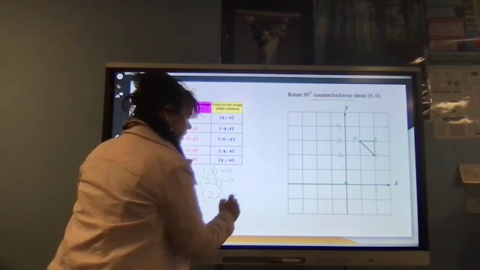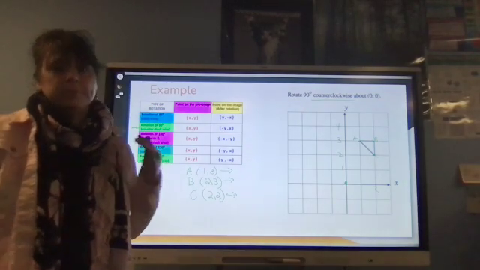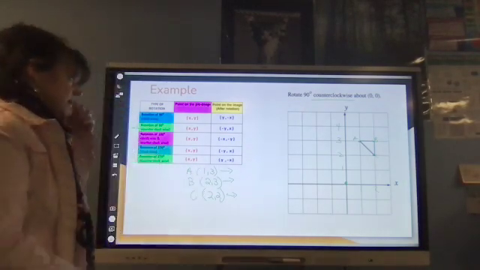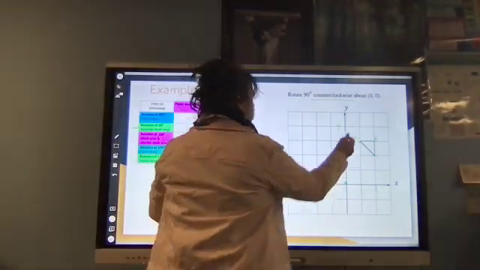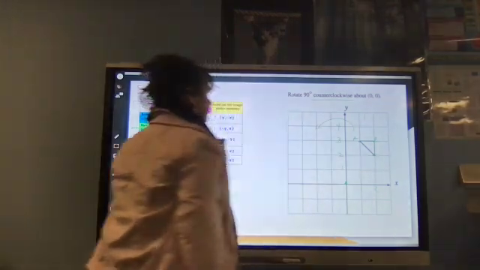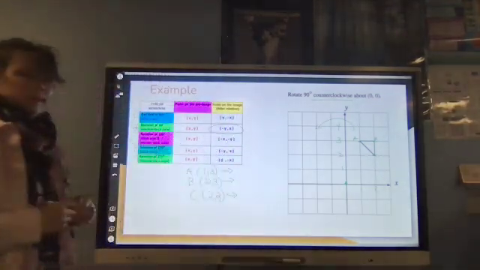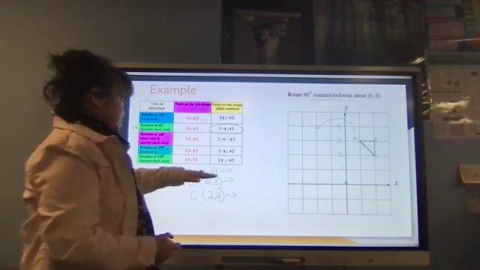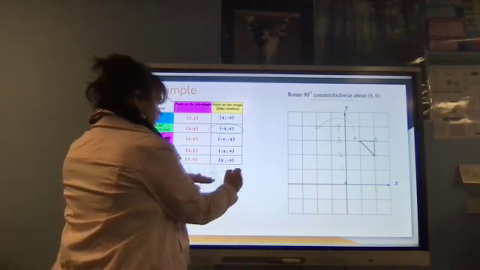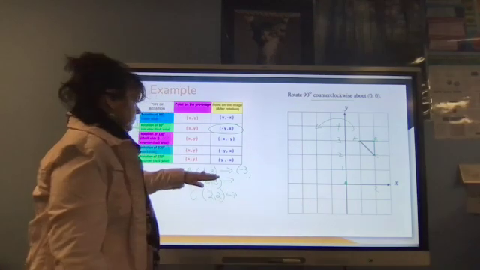Now we're going to find what the rotated coordinates would be, to find A prime, B prime, C prime for this image, rotating it counterclockwise 90 degrees. So counterclockwise, we're going to go this way. This is the pattern we're looking for: our pattern is (-y, x). So we're going to take our y value for A, change the sign, and put that for our new x value.